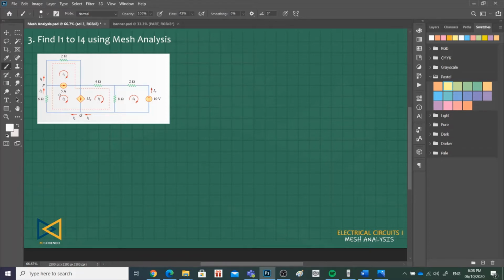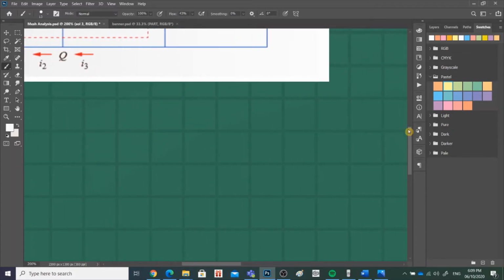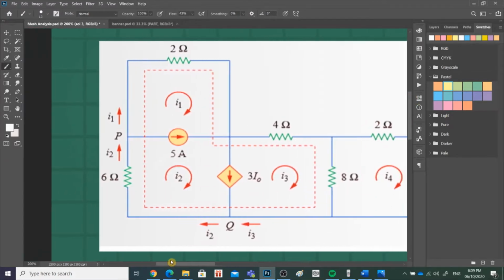The first step is to draw on our figure the loop currents, I1, I2, I3, I4, as well as the branch currents. Where should we draw the branch currents? Draw them where the current sources between meshes are located. So for this 5 amperes, you just follow the direction of the loop currents and go along with them on the branch.